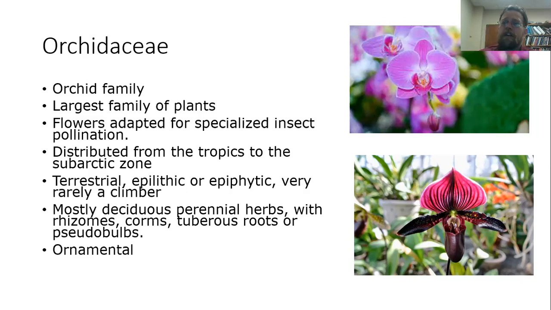But there is a great deal of specialization in the orchids. They tend to be adapted to a specialized insect pollination, so maybe only one species of insect is capable of pollinating that species of orchid. They are distributed all over the world from the tropics up to the subarctic, and have diverse areas they can live in. Some of them are terrestrial, they grow on the ground.